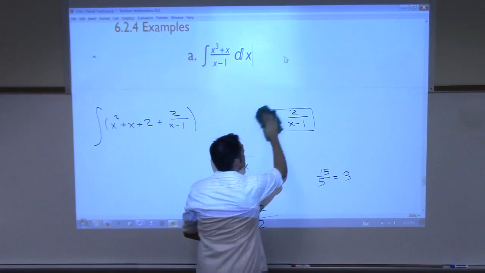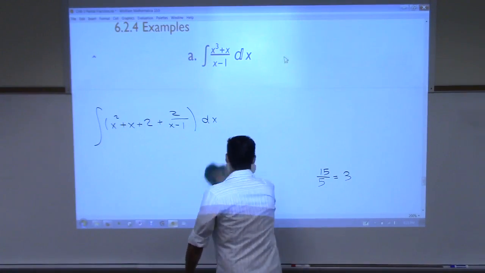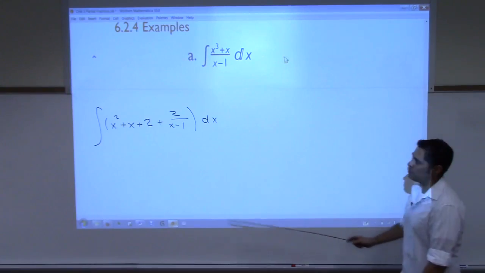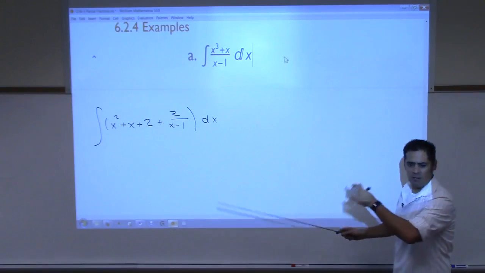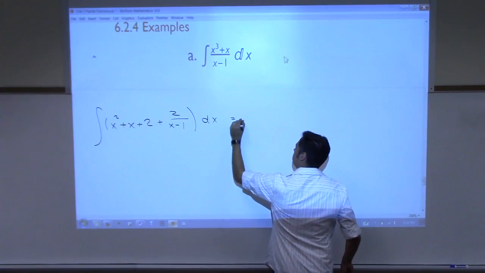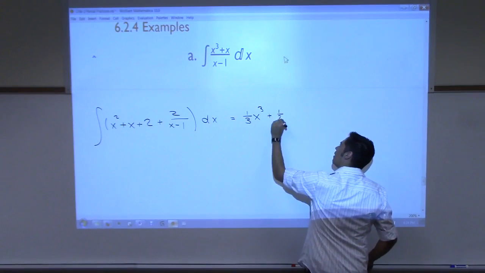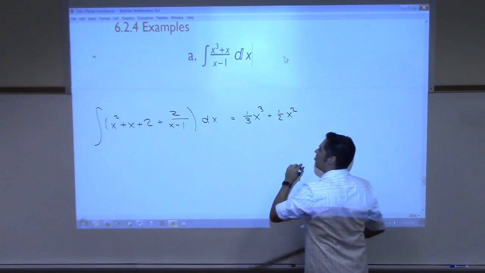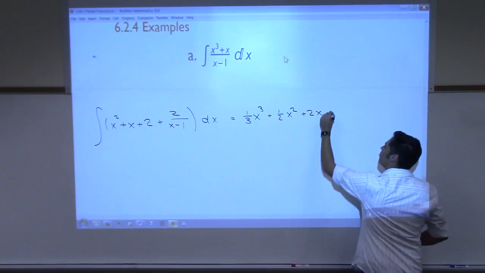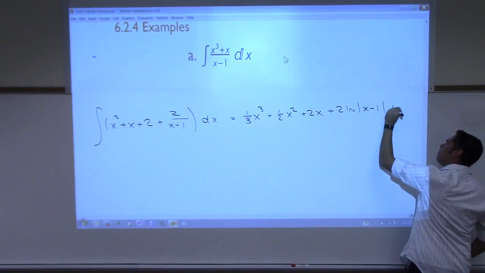Pardon? Can't we do what? Split them up? Absolutely. Things are really going to be nice here. Because when we look at that, we have a bunch of separated terms, and we can integrate them term by term. What's the antiderivative of x squared? 1/3 x cubed. What's the antiderivative of x? 1/2 x squared. Good old days, right? Antiderivative of 2, 2x. Antiderivative of this, 2 natural log absolute value x minus 1 plus c.